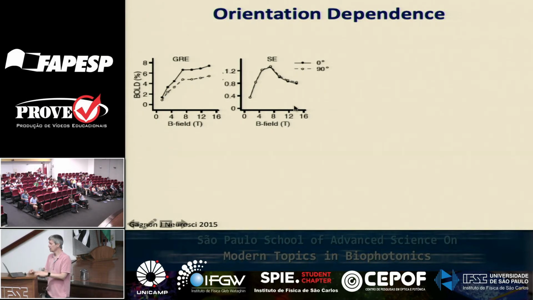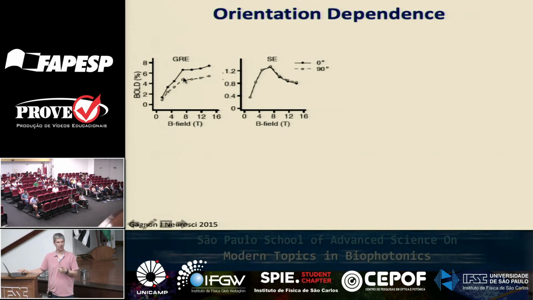For spin echo, it doesn't have much of an effect, and that's because the spin echo sequence is actually designed to suppress the signal from large veins and just look at the smallest vessels. The smallest vessels are really in the cortex, and they're randomly oriented. So they're oriented in every which direction, so there's no orientation dependence there.